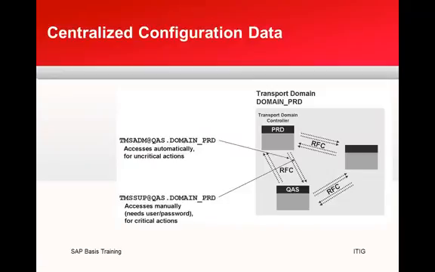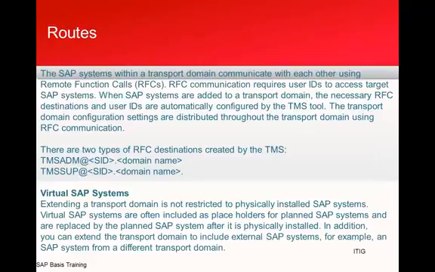Okay, centralized configuration data. So you have the transport domain. Basically these are the RFCs which are created, which access automatically. Then we have the different routes. Here you can see that the SAP systems within a transport domain communicate with each other using the RFCs. It's pretty common. Basically all, or most, of the communication happens through the RFCs.